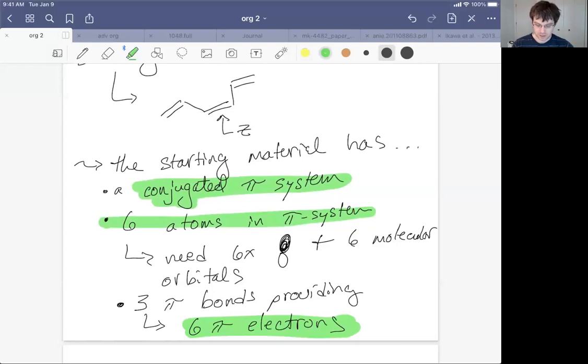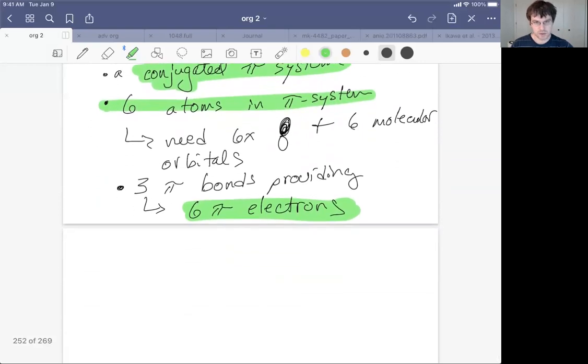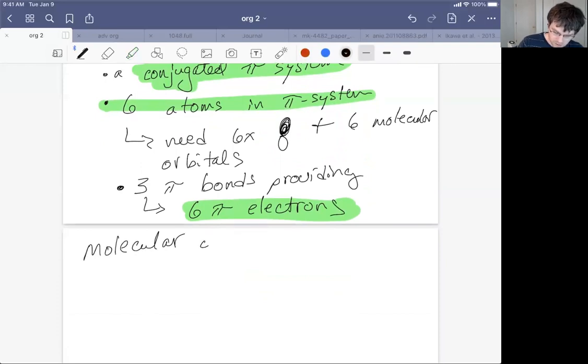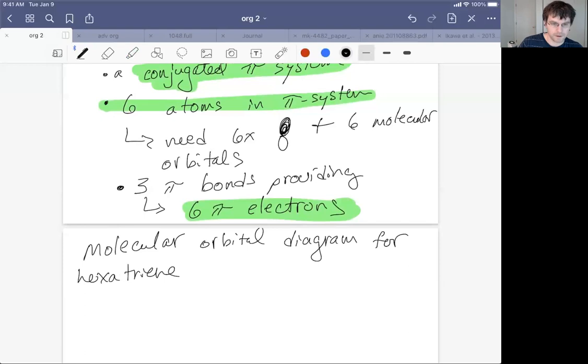So we have 6 molecular orbitals. We have 6 p orbitals within each of those molecular orbitals. And what we can do is construct a molecular orbital diagram for hexatriene. Okay, so let's do that.